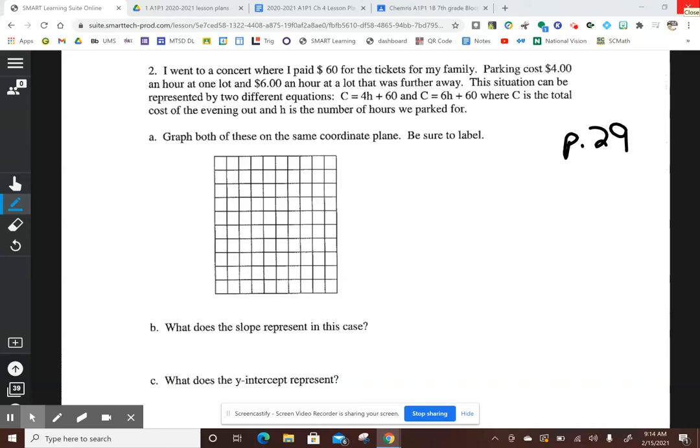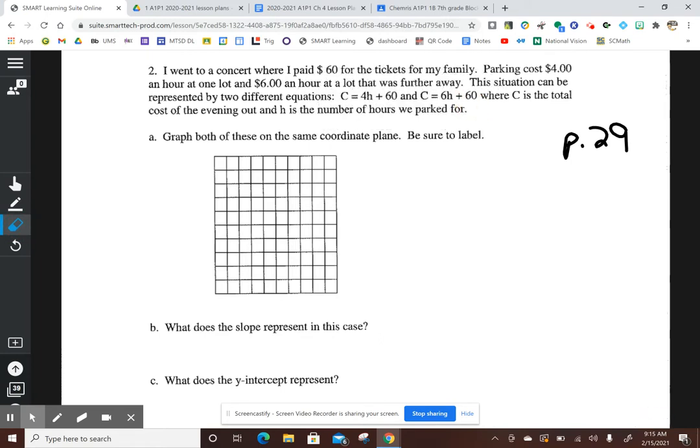Okay, so now on page 29, we're going to look at another word problem. And this one, the graph's going to look a little different. Before we read the problem, let's look at the two equations. This is one equation, this is the other equation. Notice this time the slopes are different, but the y-intercepts are the same. So let's see how that will make a difference to our graph and to this problem.